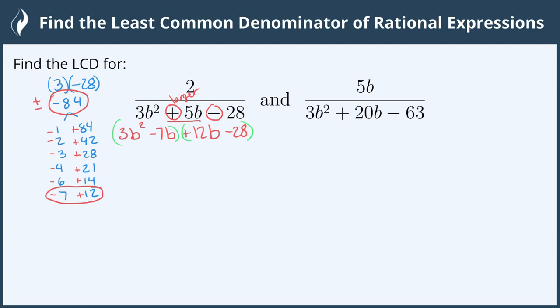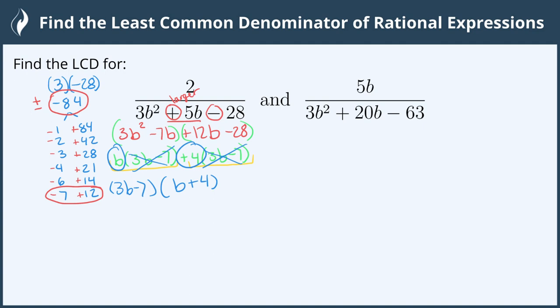The first two, the greatest common factor between those is just b. So we have 3b minus 7, and the greatest common factor between 12b and negative 28 is a positive 4, leaving us with 3b minus 7. Now that we've factored out the greatest common factor, we have two terms, and we factor out the greatest common factor again, and in this case, it's the binomial 3b minus 7. Once we factor that out, we're left with b plus 4. We've now completely factored the first denominator, so now we need to factor the second one.